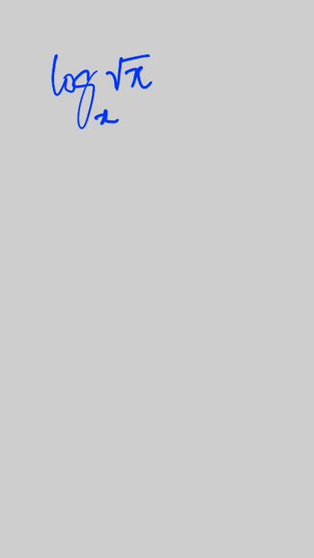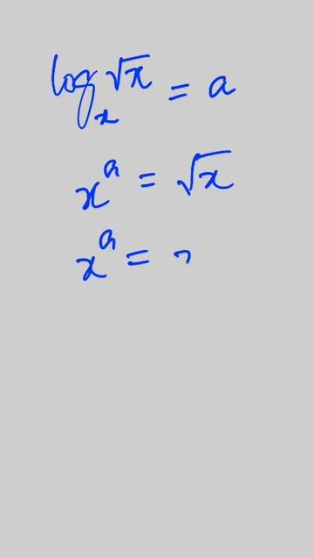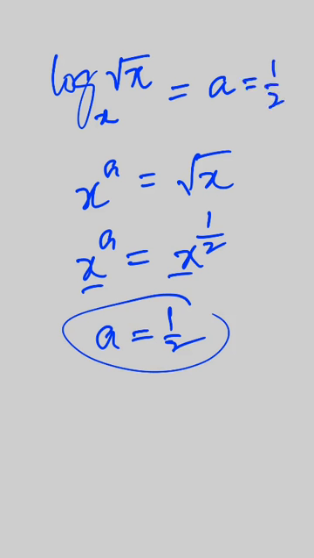What is the value of log root x base x? I'll take this equal to some a, because the variable x is already there, so here I am taking a. Then how can we solve it? What is the exponential form? x power a is equal to root x. If the bases are equal, then we can solve it. So how can we equate the bases? Root x we can write in radical form as x power 1 by 2, which is exponential form. Now the bases are equal, so a equals 1 by 2. This logarithmic value is 1 by 2.